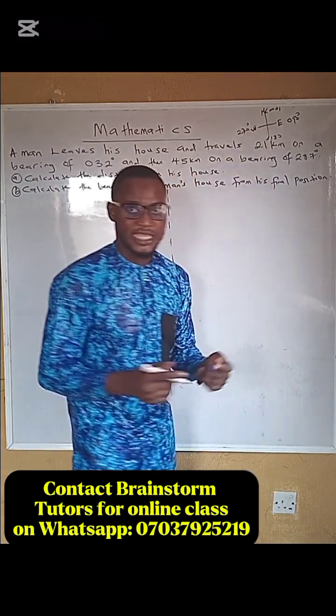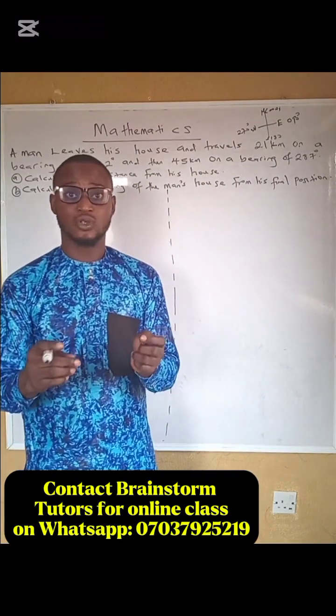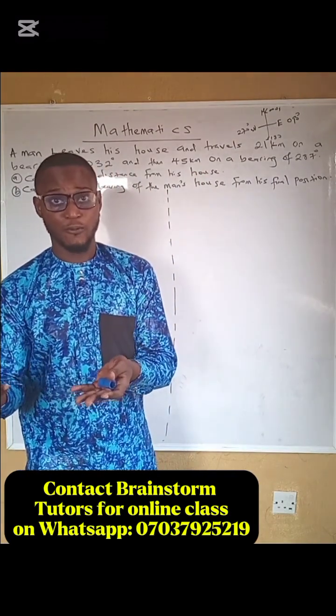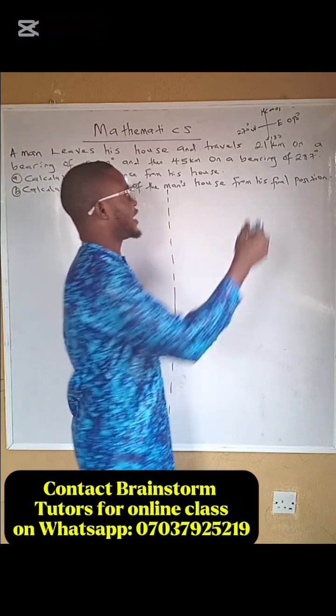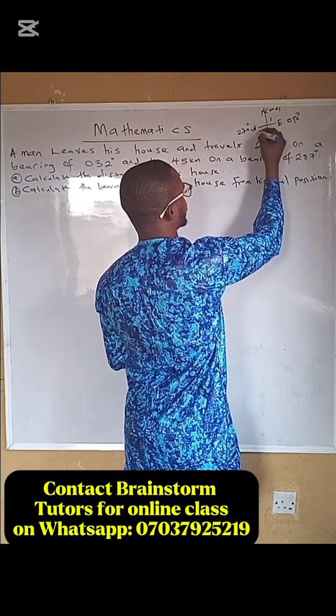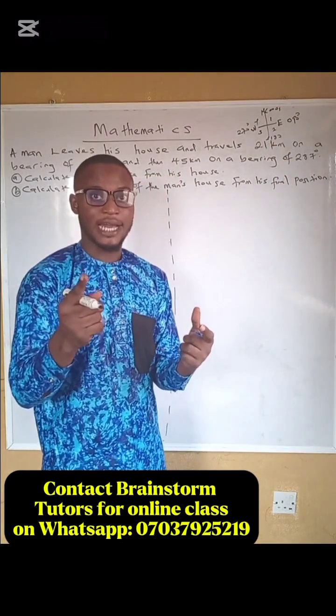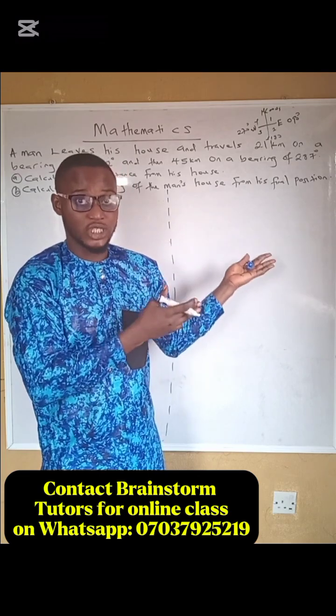And remember, in every geometry we have what we call quadrants. A quadrant is just like dividing the angular turn into four regions. So here, this is my first quadrant, second quadrant, third quadrant, fourth quadrant. We always say that the angular turn is always in a clockwise sense in terms of three-digit bearing.